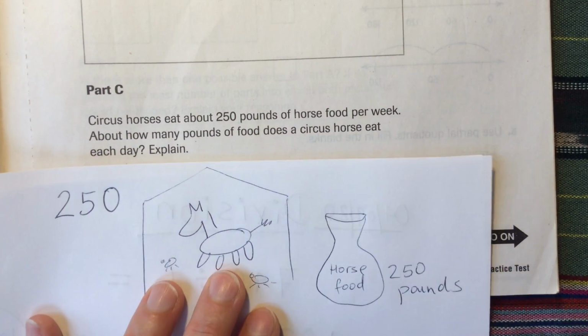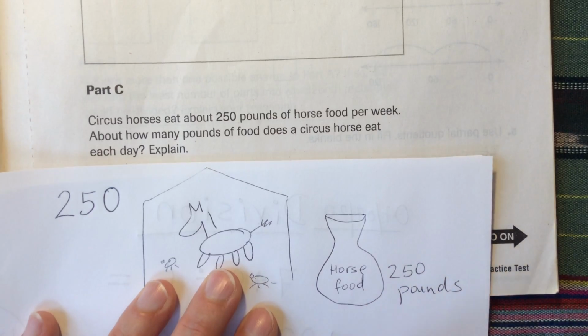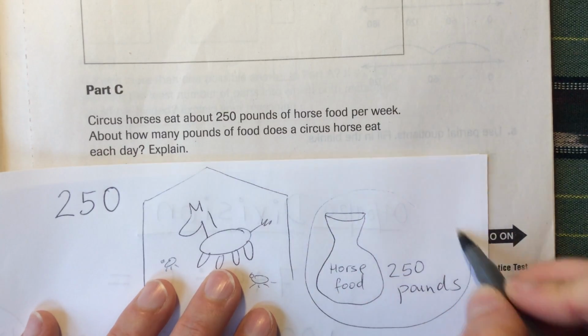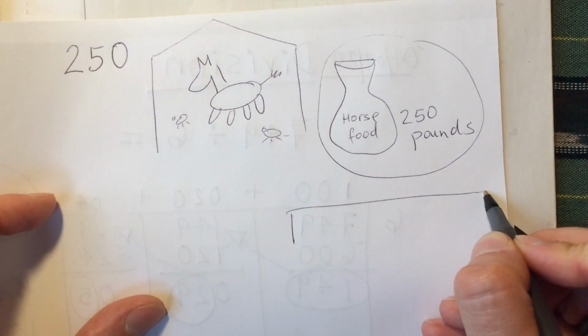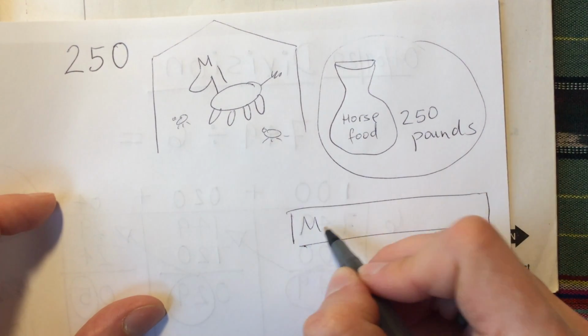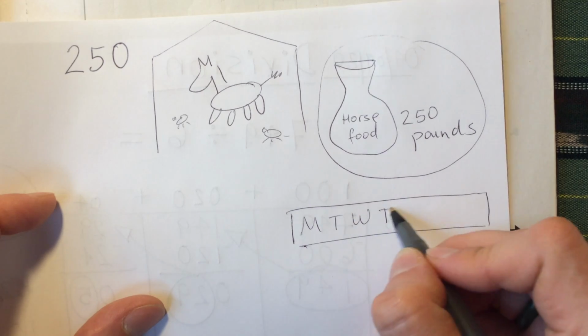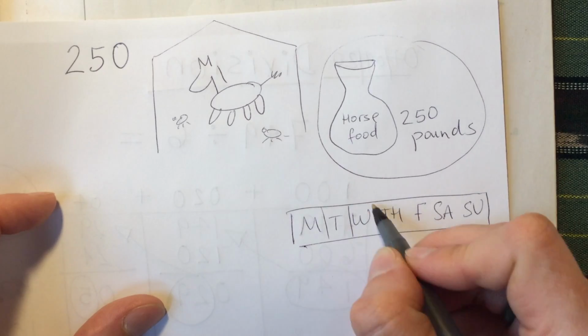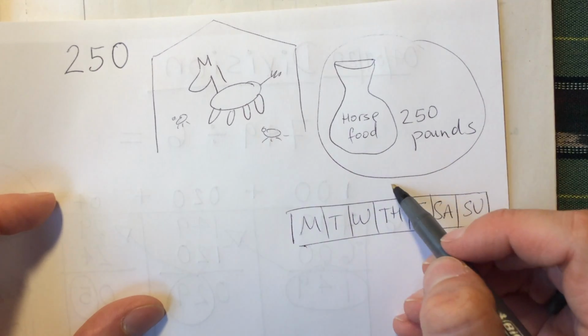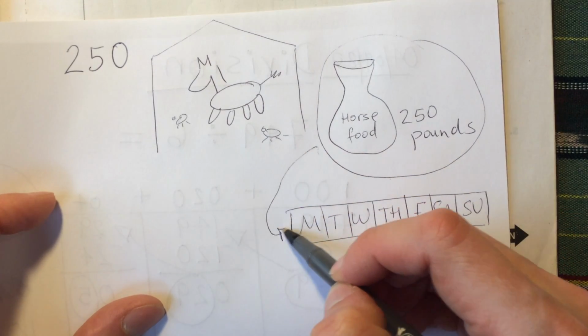And how often do they eat it? It seems like they eat all of this food in a week. Monday, Tuesday, Wednesday, Thursday, Friday, Saturday, Sunday. They eat all of this food in 1 week.